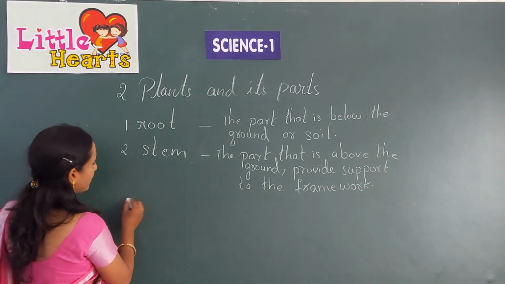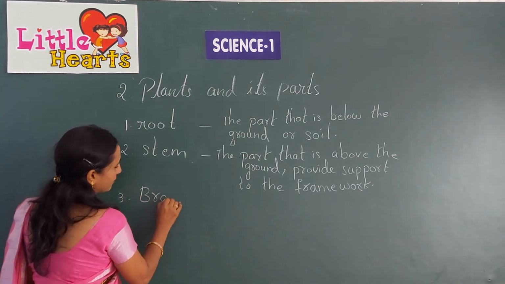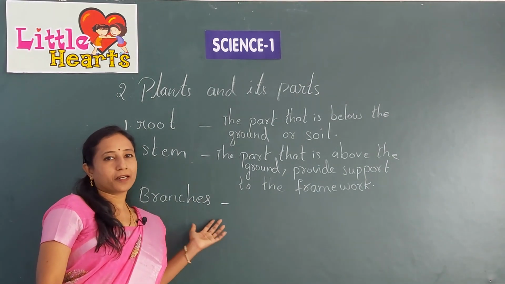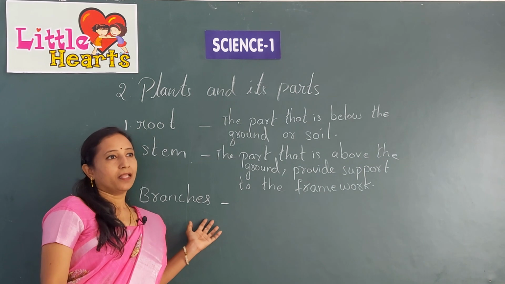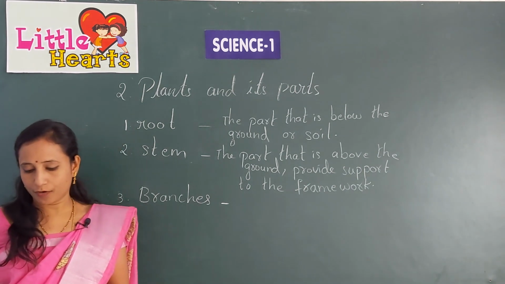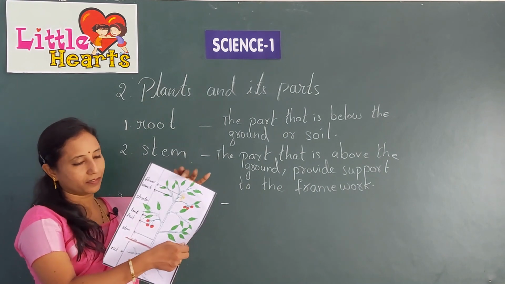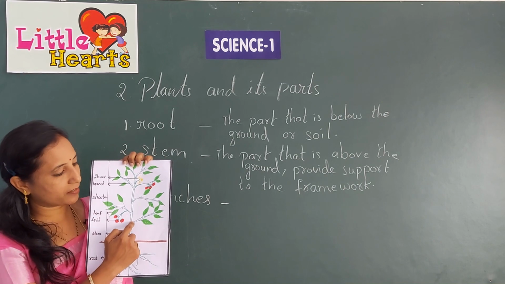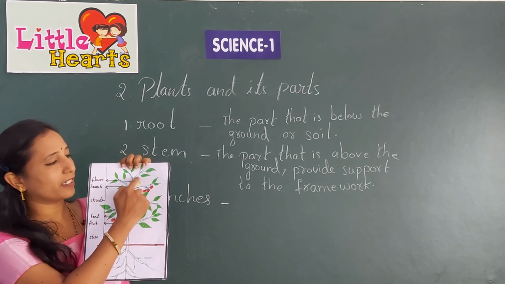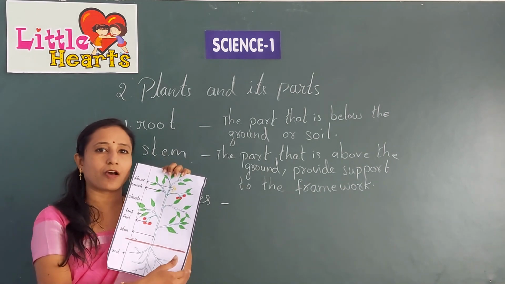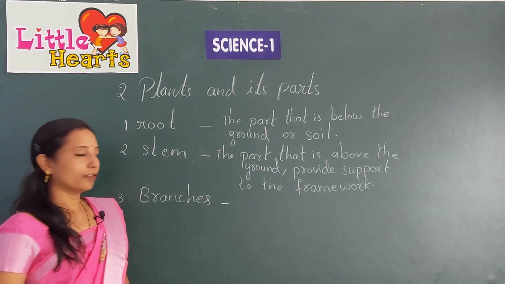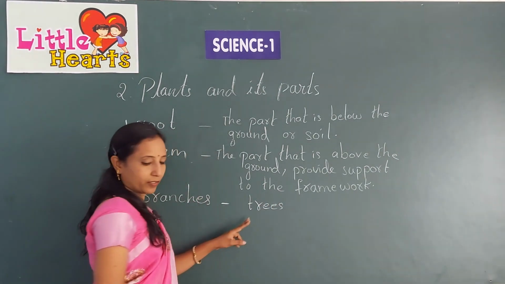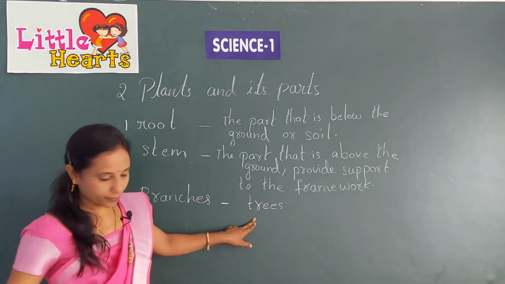Next we'll come to the third point, branches. So what are branches? The stem consists of small branches which hold the leaves. Do all trees or plants have branches? No. There are trees which do not have branches.